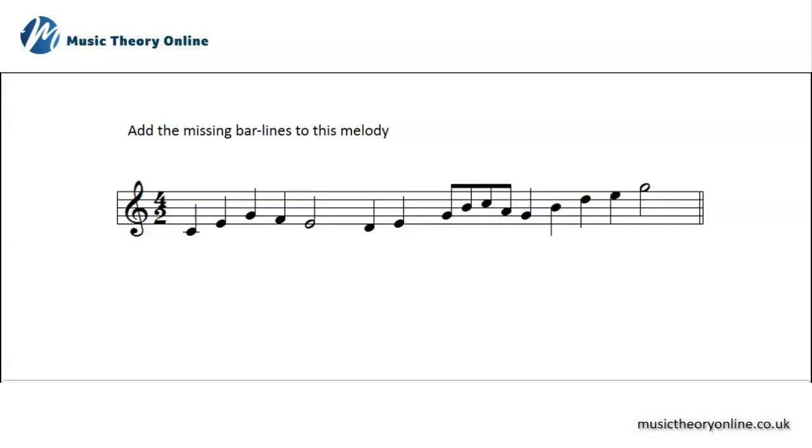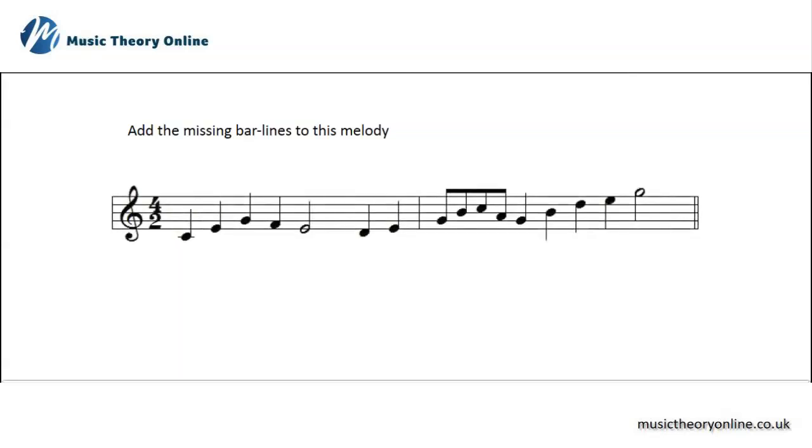Another new time signature for Grade 2 is 4/2 time. Remember that 4/2 is the equivalent of 4 minims in a bar. And again I'm going to place the bar line as shown. And in this question we only need 1 bar line. And let's see why.